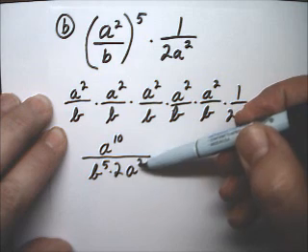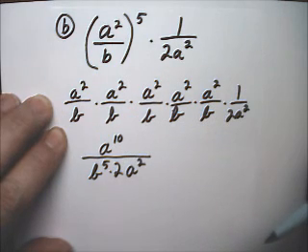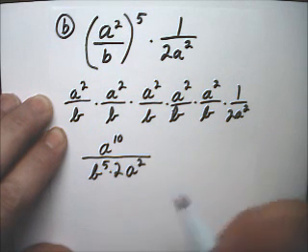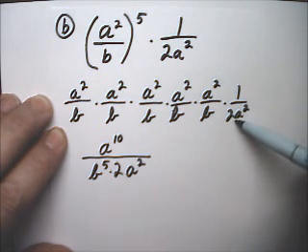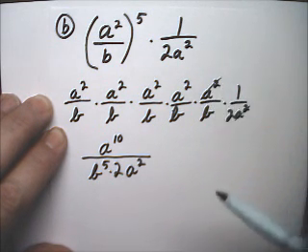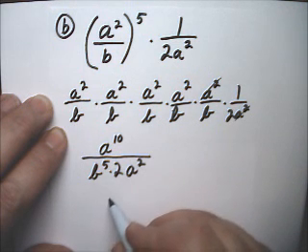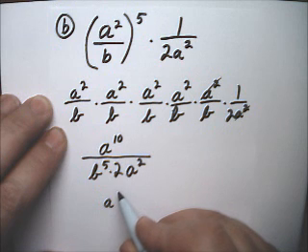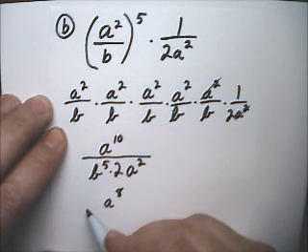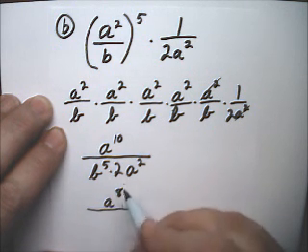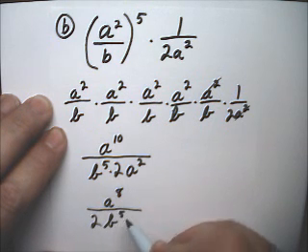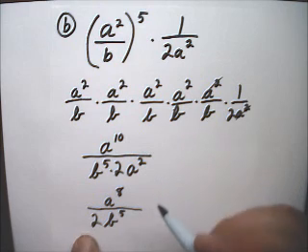Now these 2 a's in the bottom are going to cancel with 2 of the a's in the top. I probably could have done that here. I could have crossed these 2 off that way. But anyway, any way you look at it, I'm going to end up with a to the 8th in the top and 2 times b to the 5th in the bottom. We usually write the number first.